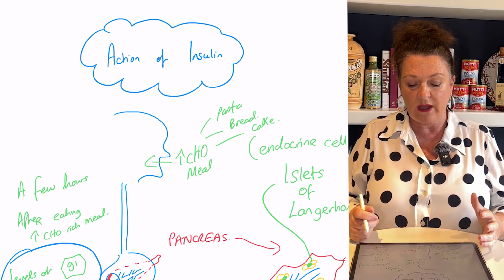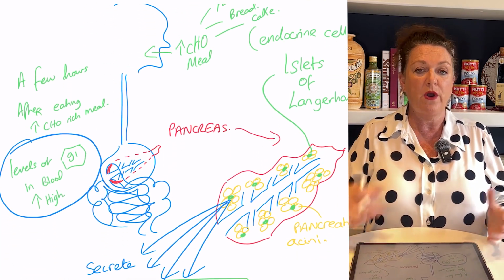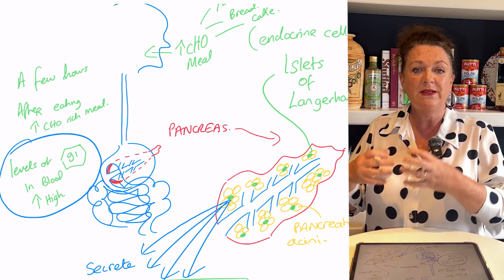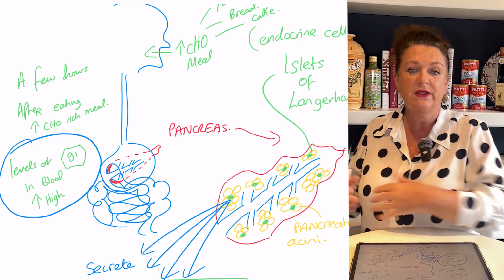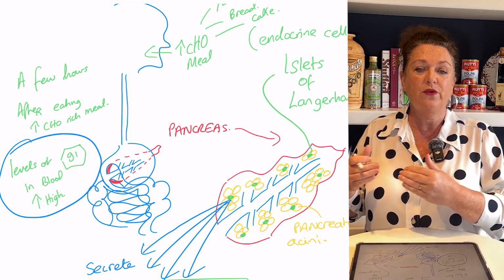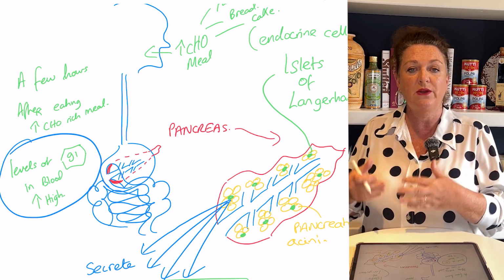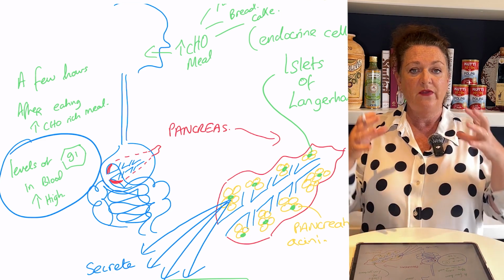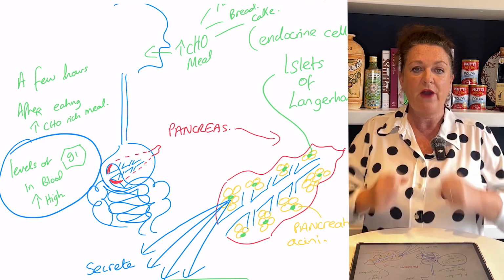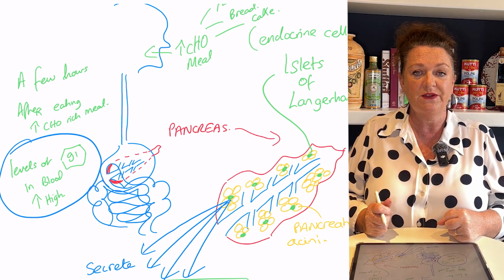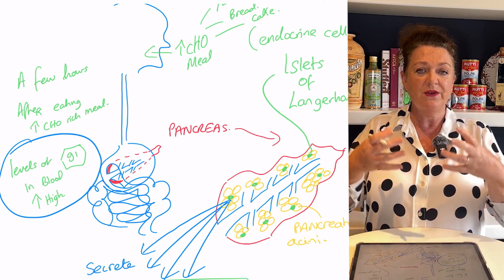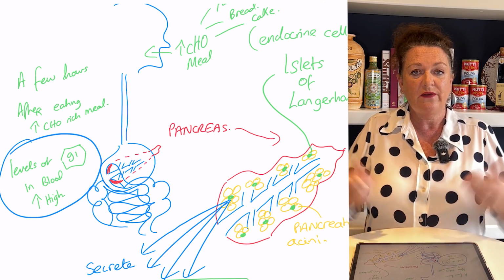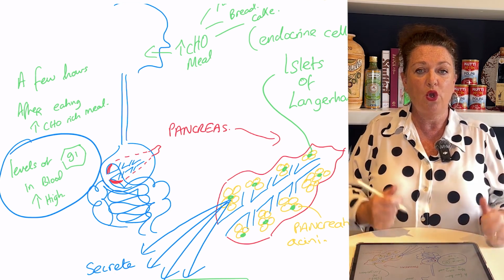So just a quick recap there. When we eat carbohydrate-rich foods, they're broken down, digested into basic units called monosaccharides. The most common of those monosaccharides happens to be glucose. A few hours after eating a carbohydrate meal, these monosaccharides are absorbed by villi in the small intestine, and the monosaccharides are absorbed into the blood. The glucose levels in the blood, therefore, go up.